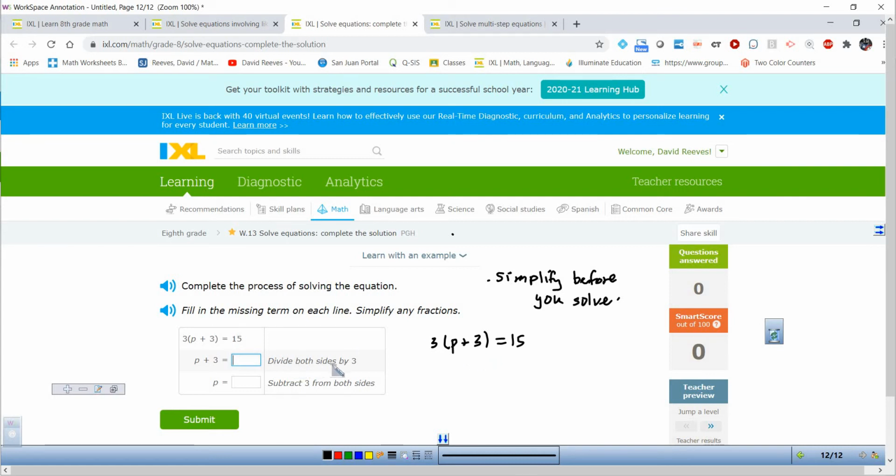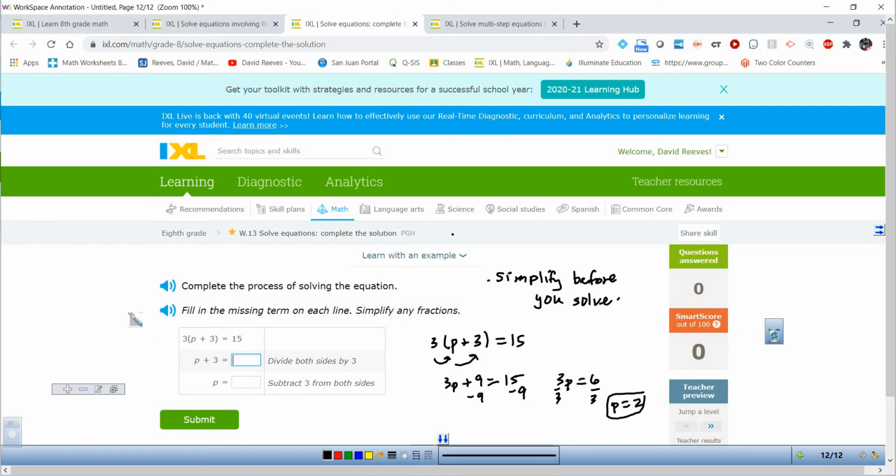So what did they do? They divided both sides by 3. Now, if you're doing it Mr. Reeves's way, you would distribute and you'd get 3p plus 9 equals 15. All right? And then you subtract 9 and you get 3p is equal to 6. And then you divide by 3 and you get p is equal to 2. So that's the answer you would get doing it Mr. Reeves' way.